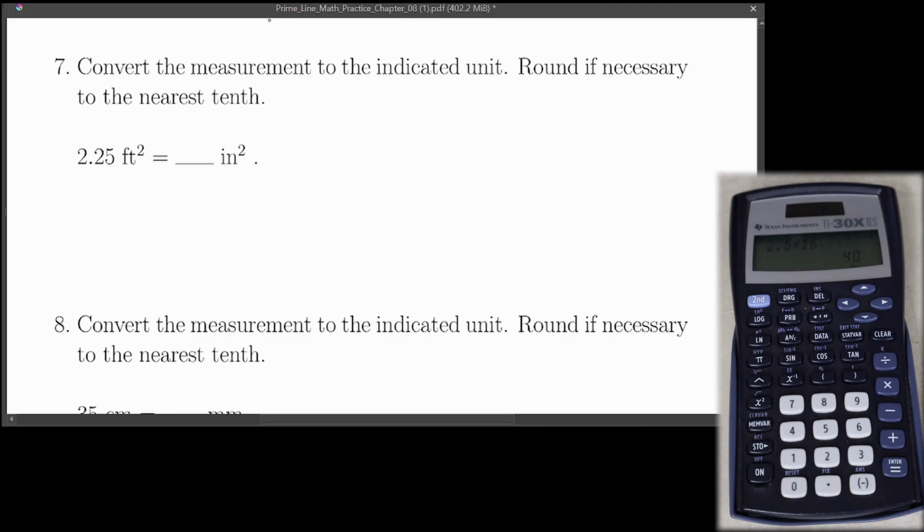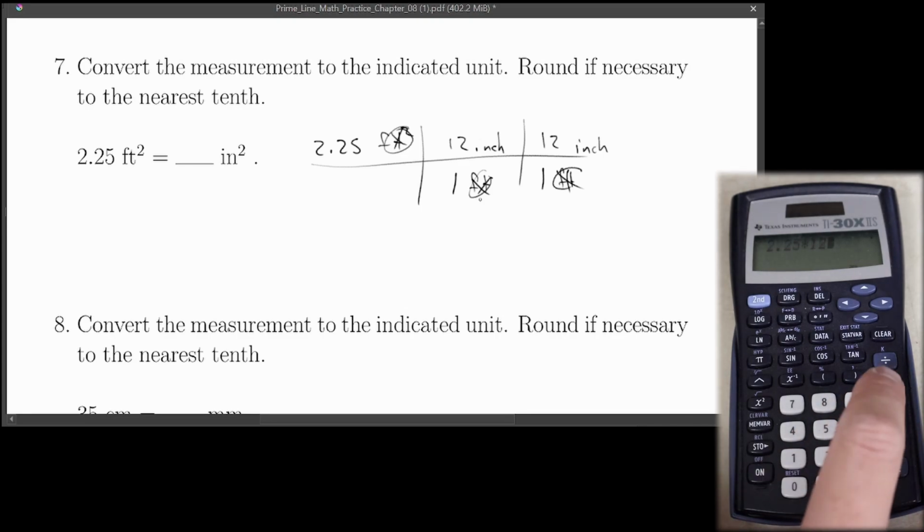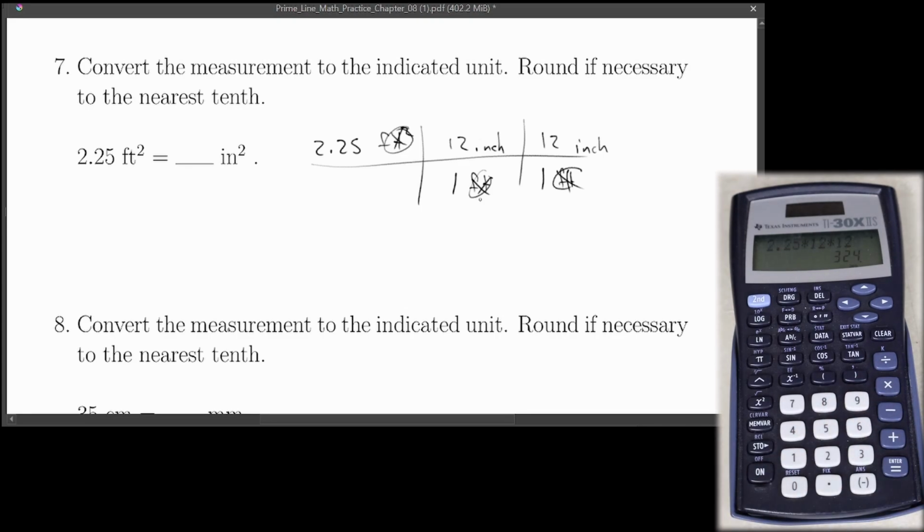Okay, on here our feet squared, 2.25 feet squared, and we know that 1 foot is 12 inches, and we can do 1 foot, it's 12 inches. Our feet squared cancel, and here we'll be left with inches squared, so we can take 2.25 times 12 times 12, and we get 324 square inches.